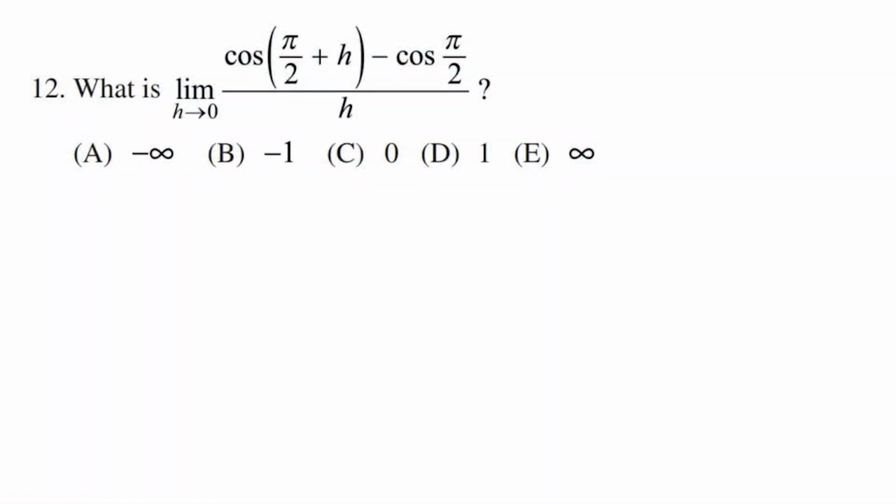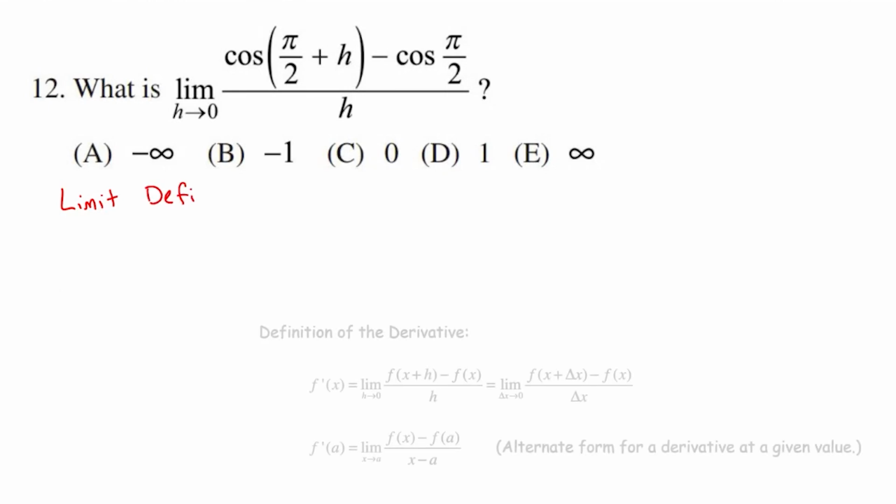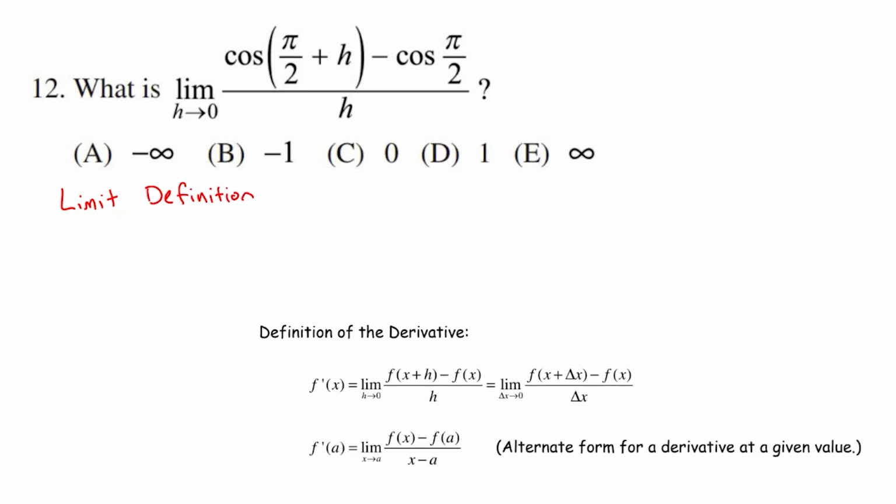Number 12 says, what is the limit as h approaches 0 of cosine of pi over 2 plus h minus cosine of pi over 2 all divided by h? This problem looks like a complicated limit problem, but is actually a derivative problem in disguise. In order to be successful with this problem, you need to be familiar with the limit definition of the derivative.